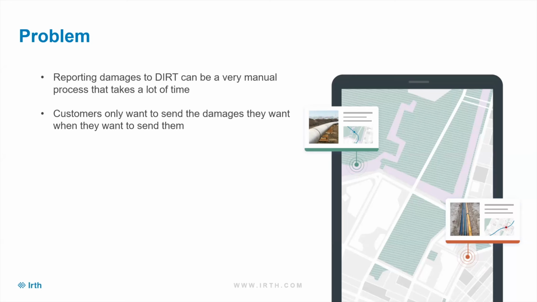Another core problem that we hear is customers only want to send the damages they want when they want to send them. Every time a damage comes into your process, you're not always ready at that point to send it to DIRT immediately. So there needs to be some type of trigger that you can set that sends the data off to DIRT.